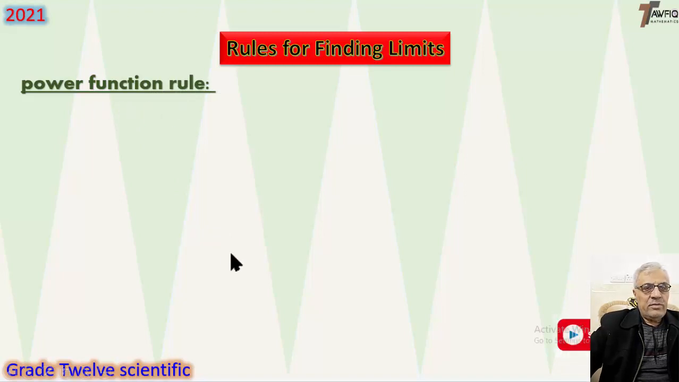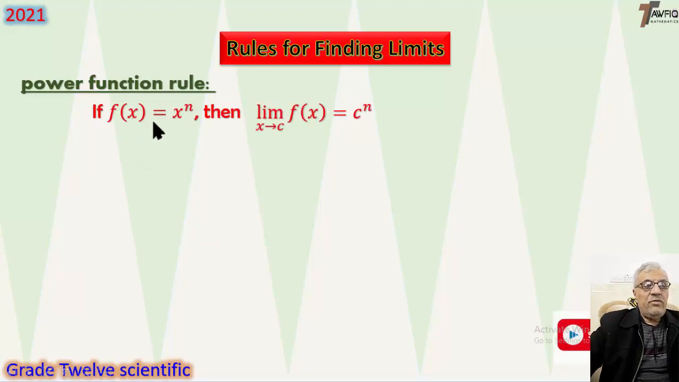Power function rule. If f(x) is x to the power n, then the limit of f(x) when x approaches c is equal to c to the power n. As you can see, we replace c in place of x, or we write c instead of x. For example, the limit of x squared when x approaches 2 is 2 squared, which equals 4.